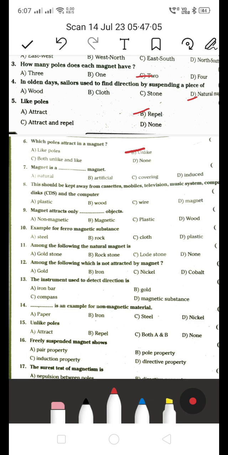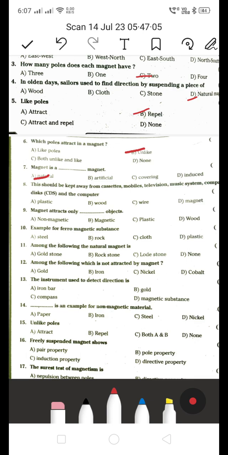Next, magnet is a dash magnet. Is it A natural, B artificial, C covering, or D induced? Magnet is a natural magnet. A is the right answer.